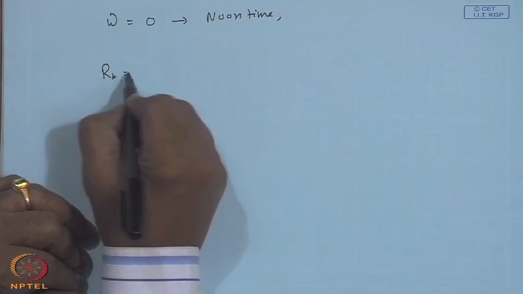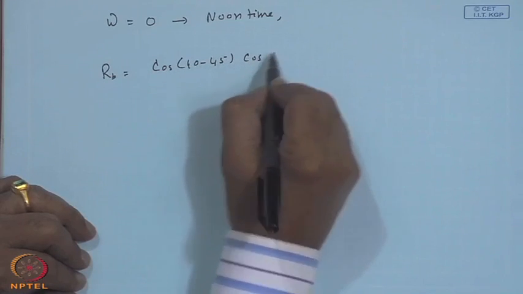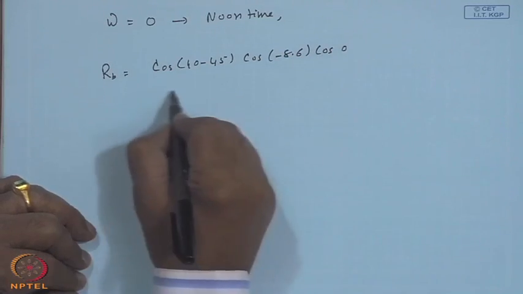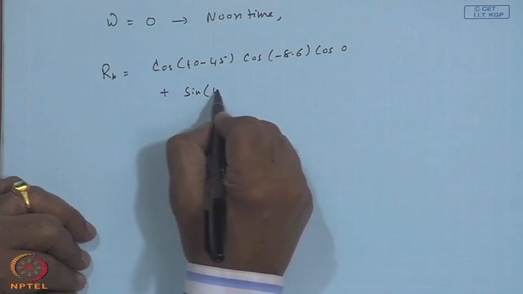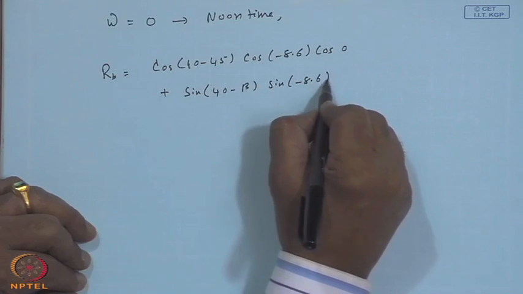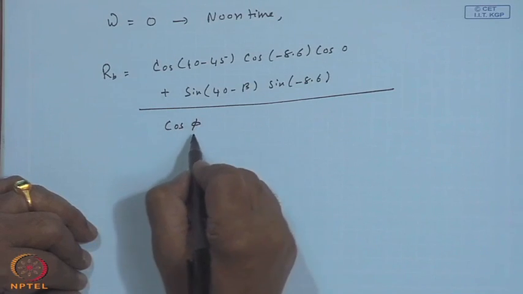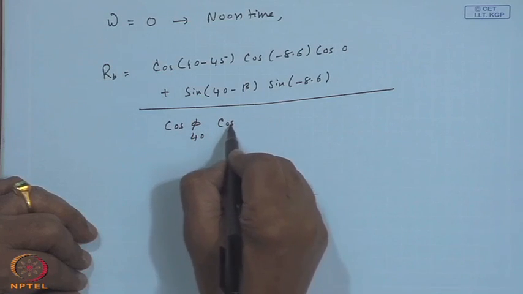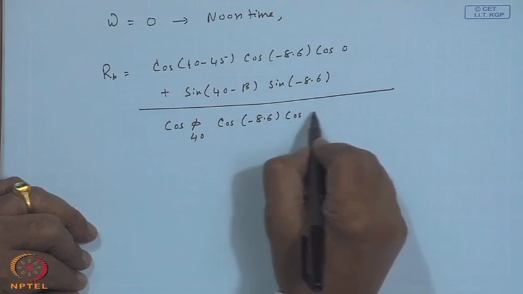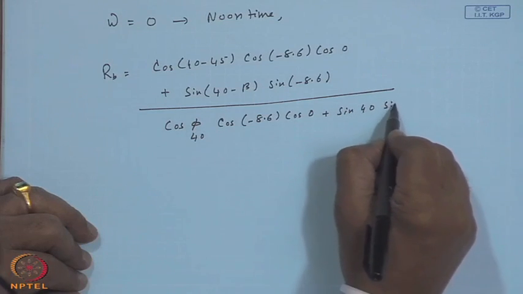So, my RB will be [cos (phi minus beta) cos delta cos omega plus sin (phi minus beta) sin delta] upon [cos phi, which is 40, cos delta times cos 0, which is omega, plus sin phi sin delta].